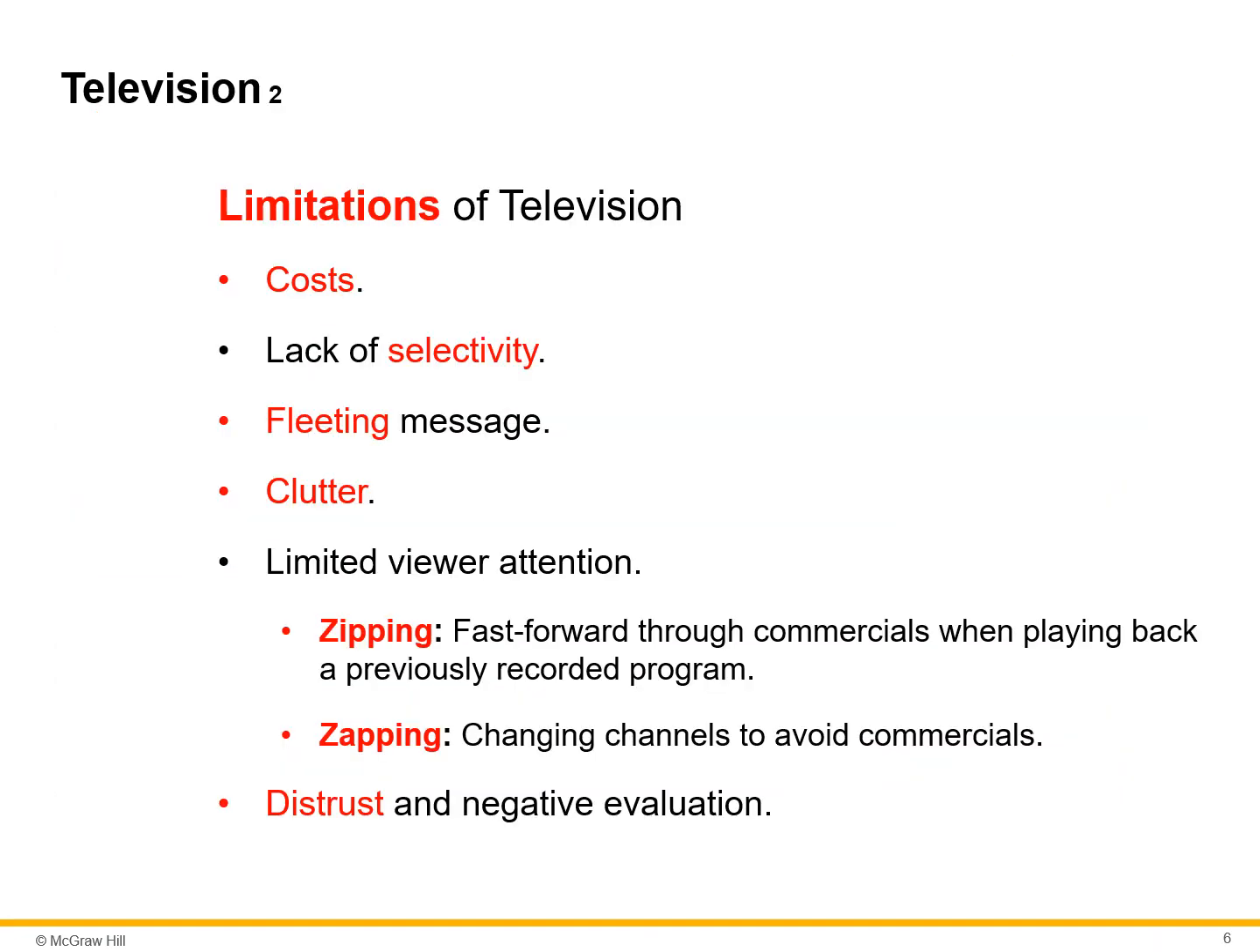And there are limitations of television. The cost issue, selectivity is not that good. The message is fleeting and there is lots of clutter, right? Make sure you know what zipping and zapping are. Zipping, you fast forward through the commercials, so the commercials are not seen. Zapping is when consumers or the audience just switch channels to something else to avoid your commercials. So neither is good for the advertisers, of course. There is a distrust, a negative evaluation of television advertising.